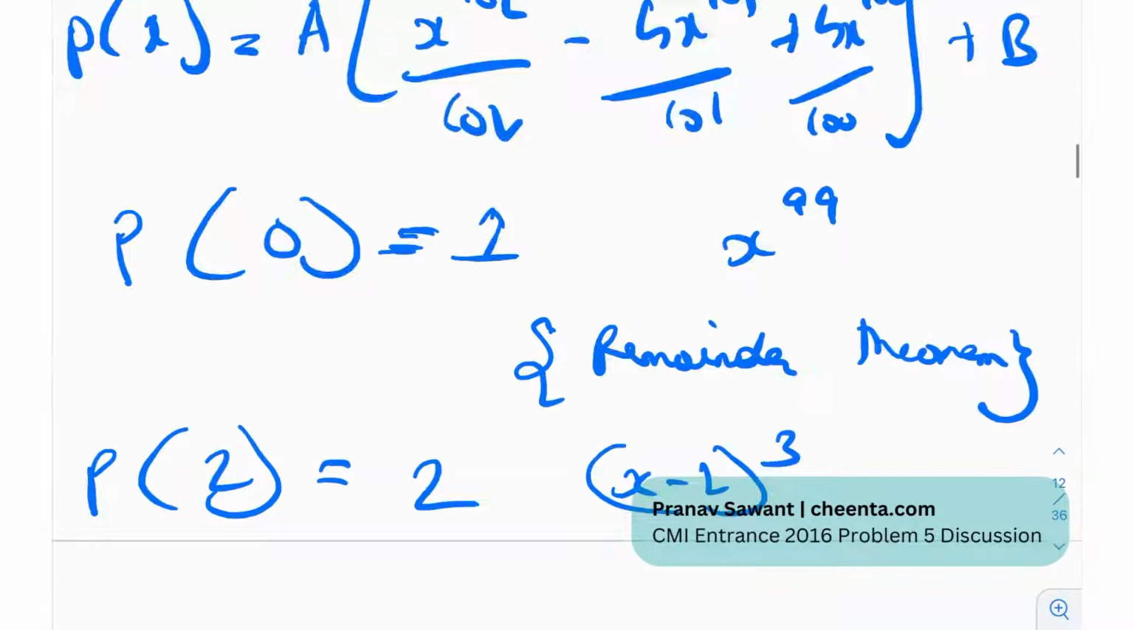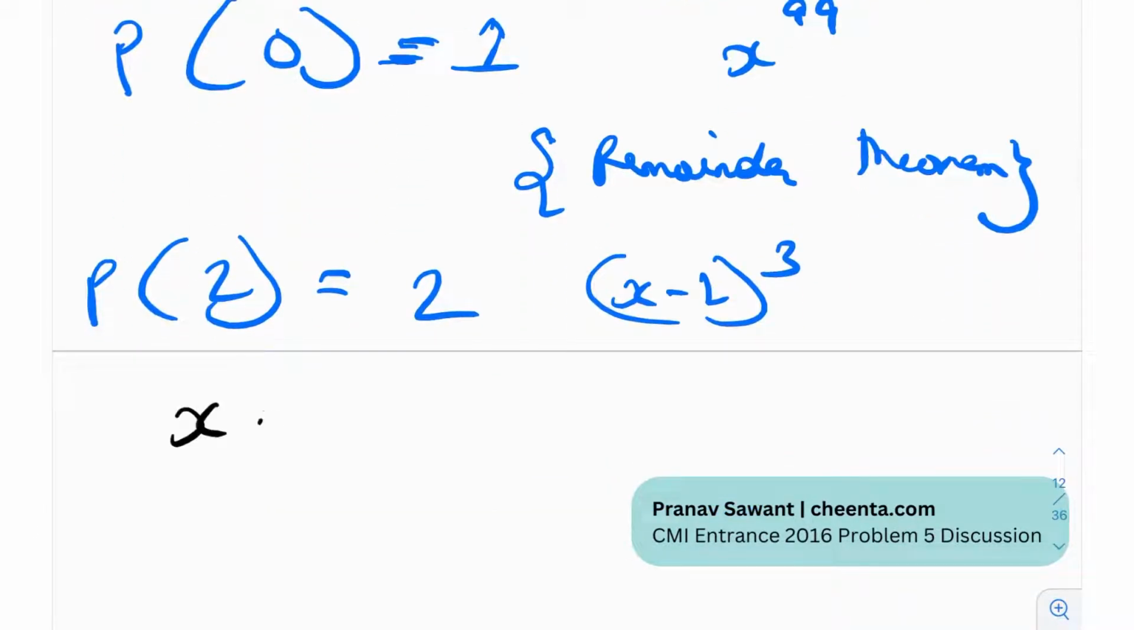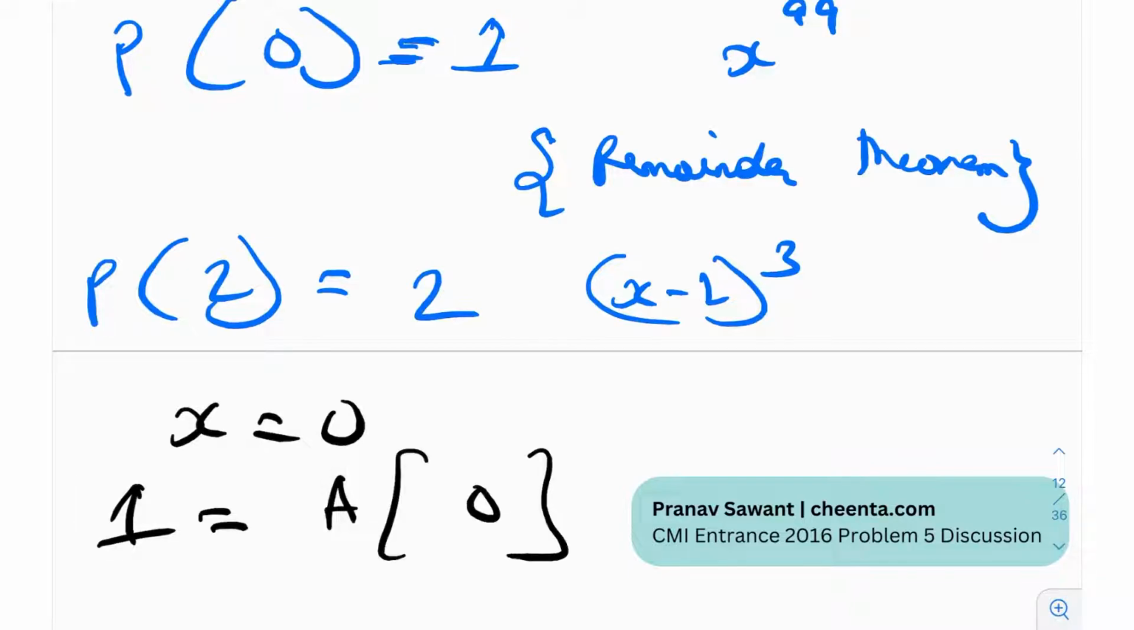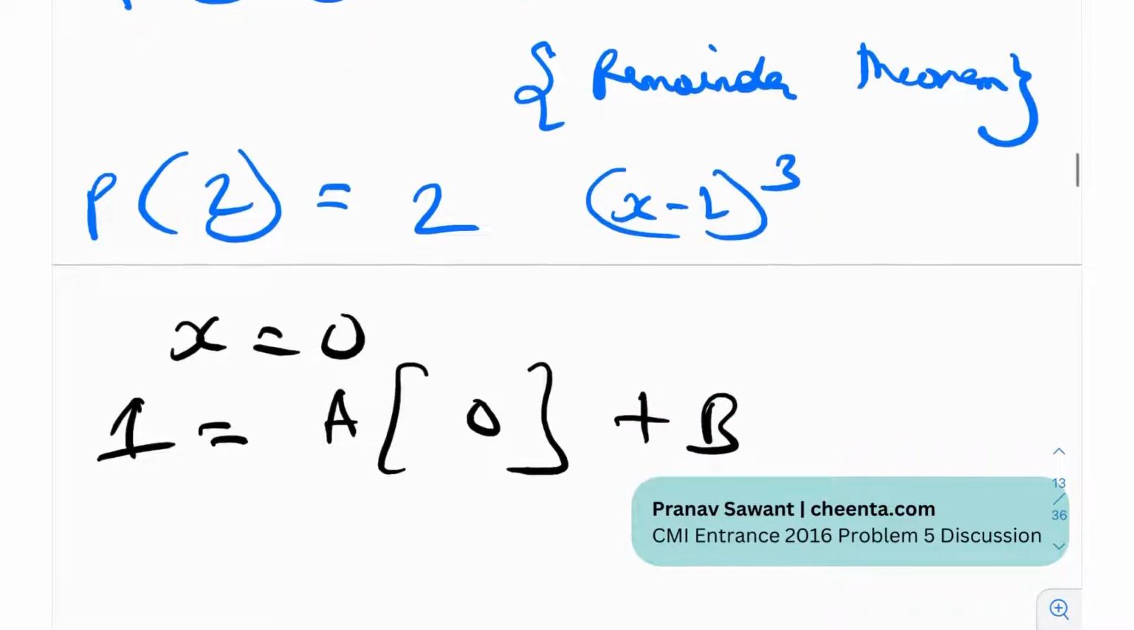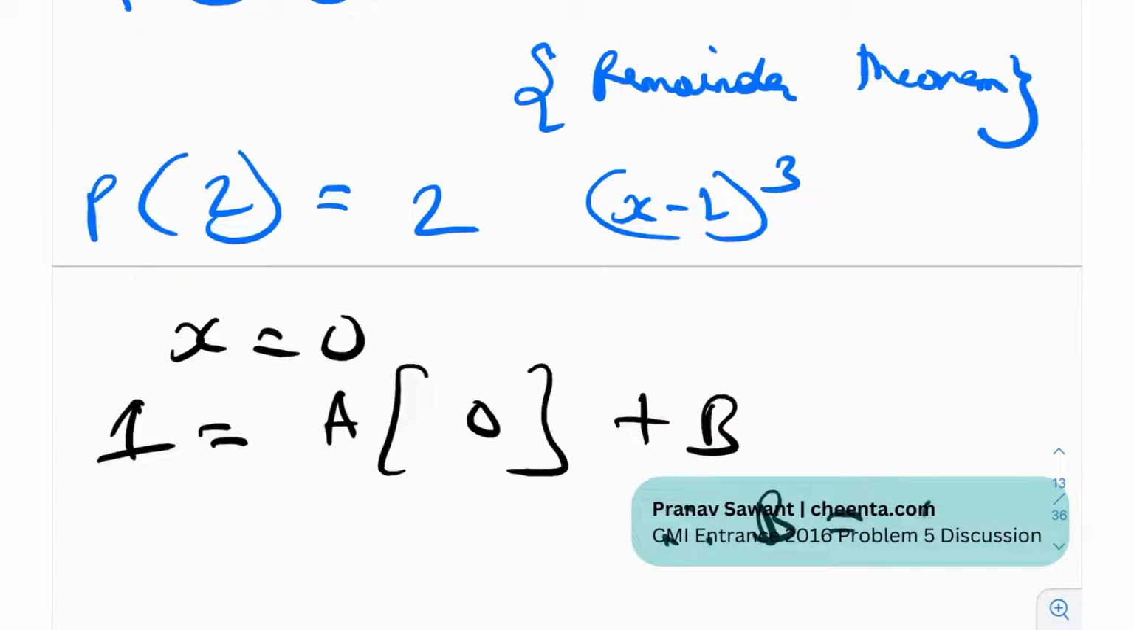Let me just do that for you. If I put x equals 0, I'll get p of 0, which is 1, which is a times everything becomes 0 over here, plus b. So therefore b is equal to 1.